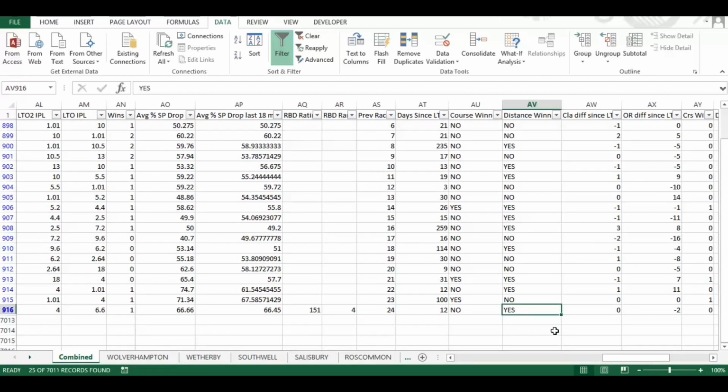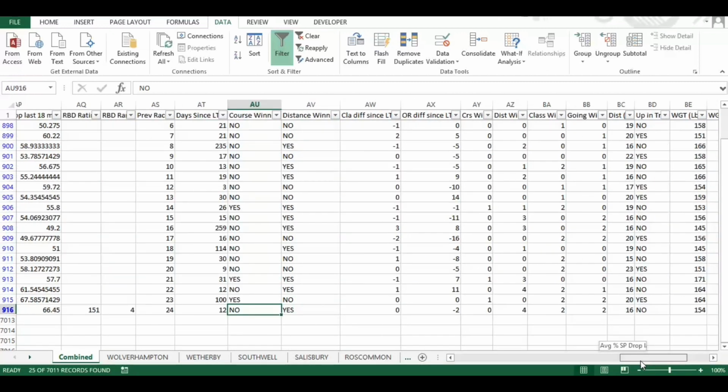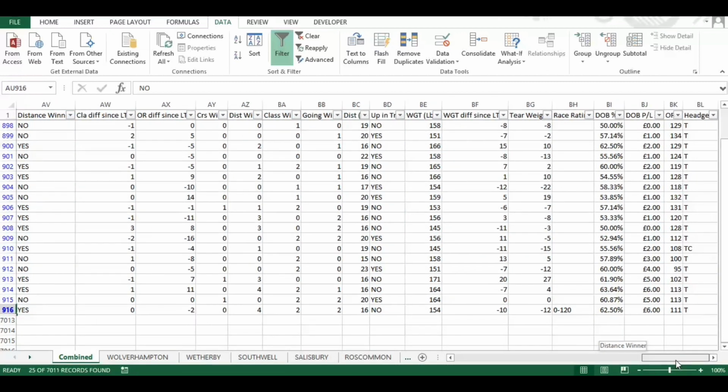As I've said already, the horse has won over this distance, but not at Southwell, so maybe a flag, but on face value that looks a pretty decent horse to potentially dob today.